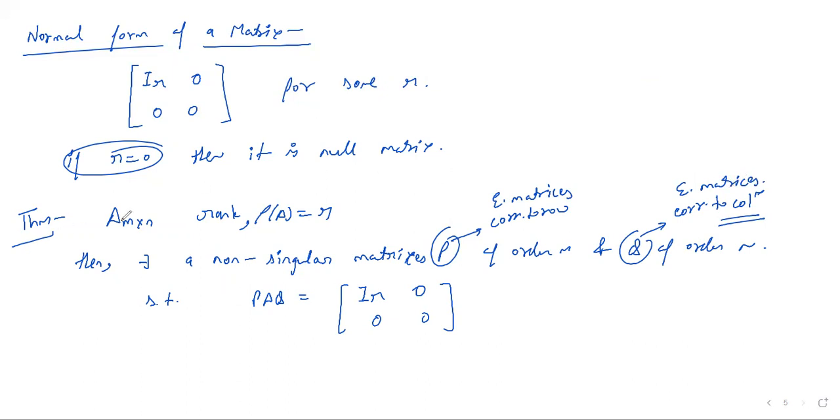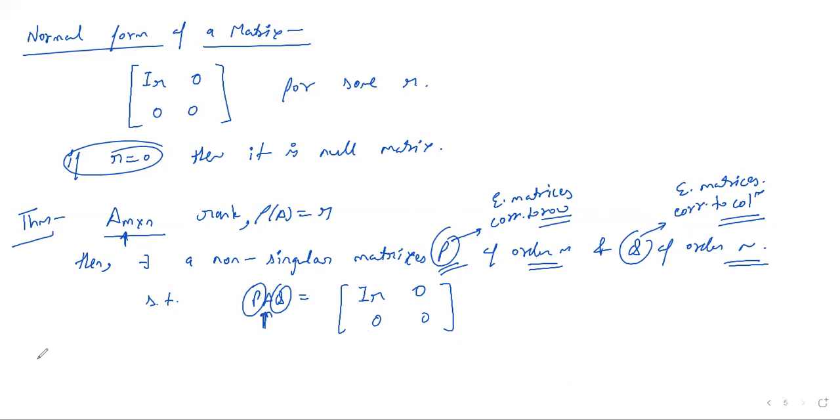So if we have a matrix of order m cross n with rank R, then there exist non-singular matrices: P, the elementary matrices corresponding to rows, of order m, because there are m rows here; and Q, the elementary matrices corresponding to columns, of order n, as there are n columns in the matrix, such that PAQ is equal to [I_R 0; 0 0]. These are the transformations applied on matrix A for reducing it to this form.